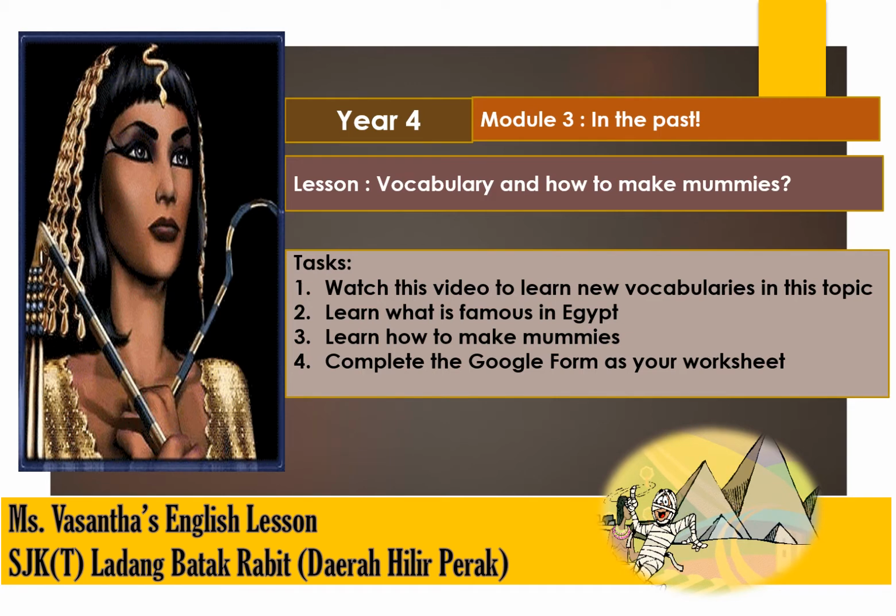So today's task, there are 4 different tasks that you need to follow. Task number 1, you need to watch this video to learn new vocabulary in this new topic. So you're going to learn about new words. Number 2, you're going to learn about what is famous in Egypt. Number 3, you're going to learn how to make mummies. And number 4, we want you to complete a worksheet in a Google form to see your understanding. So let's check out what today's lesson is all about.